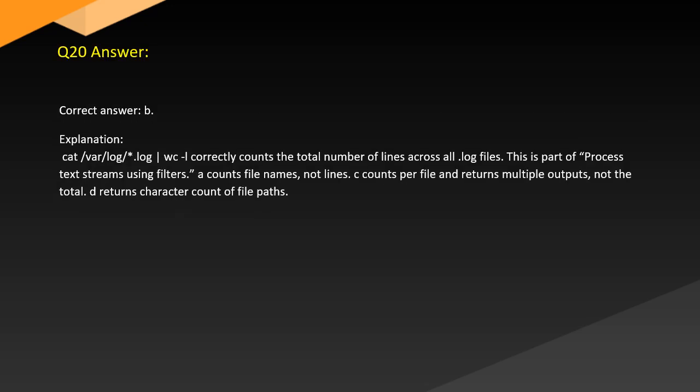Answer. Correct answer B. Explanation. cat /var/log/*.log | wc -l correctly counts the total number of lines across all log files. This is part of processing text streams using filters. A counts file names, not lines. C counts per file and returns multiple outputs, not the total. D returns a character count of file paths.